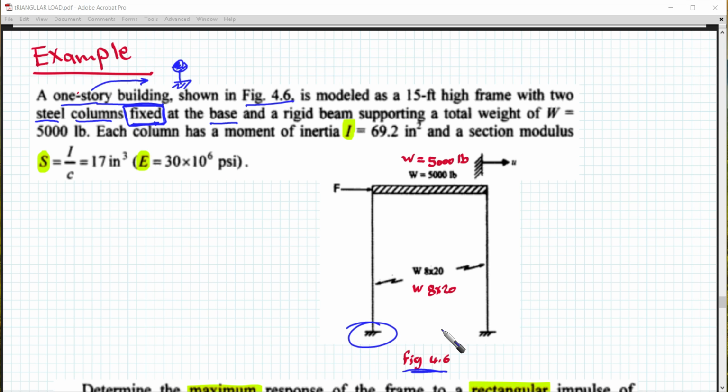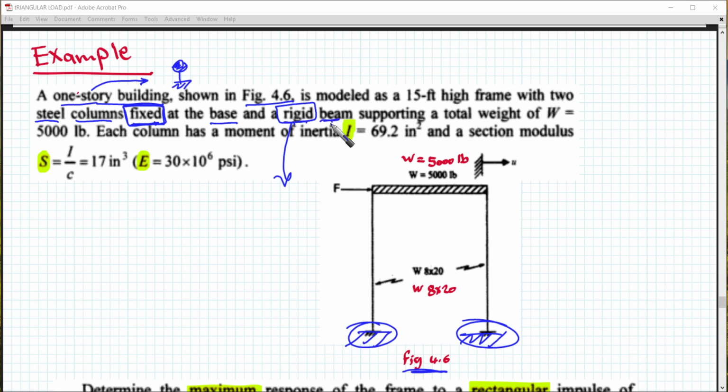So the bottom here is fixed, because if it's hinged, or hinged fixed, it's going to be different. Okay, the end conditions are going to be different for the columns, and we need to consider this. So both of them are fixed at base, and this would make our life easier, as you are going to see. At the base and a rigid... The word rigid here is a key word.